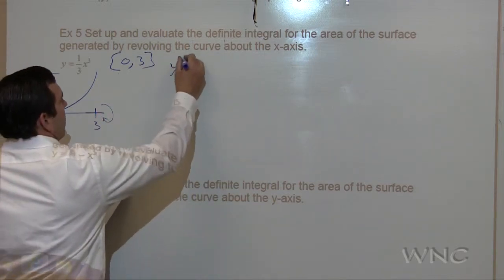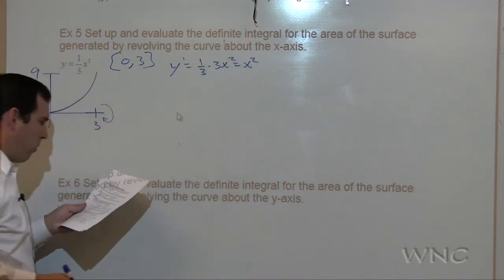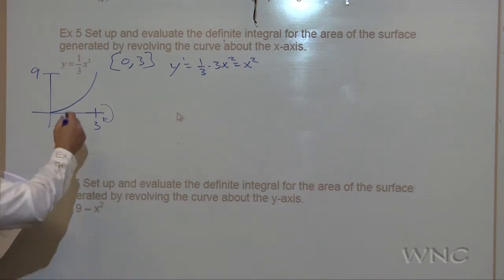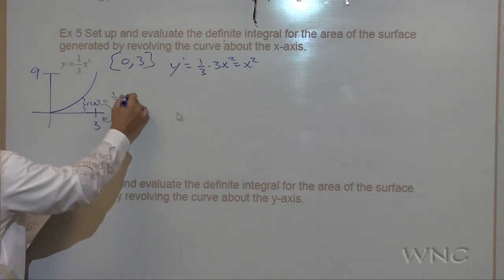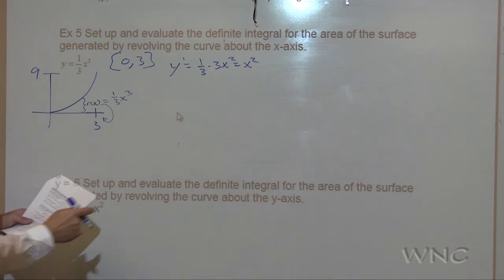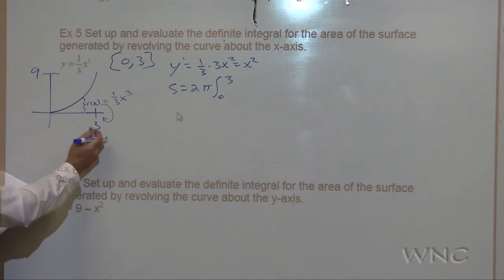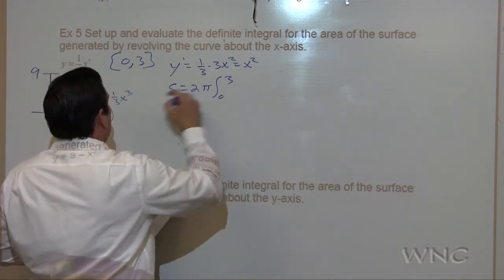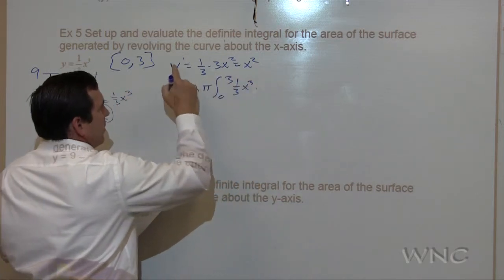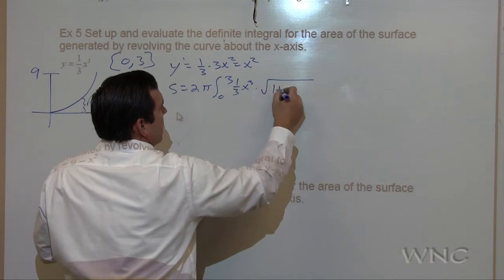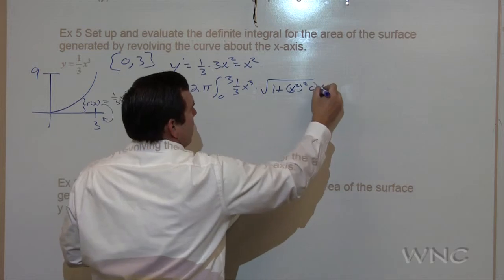So our y prime is going to be 1/3 times 3x squared, or just x squared. Now r of x, that's just going to be our 1/3 x cubed. So the surface area is 2 pi times the integral from 0 to 3 for the x, of our r of x, which is 1/3 x cubed, times the square root of 1 plus x squared squared. This is our y prime squared dx.